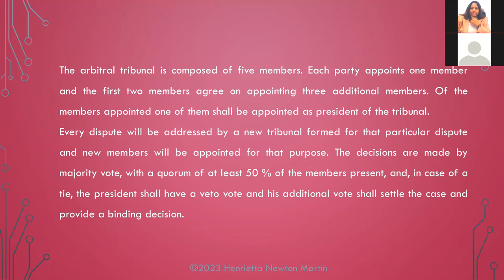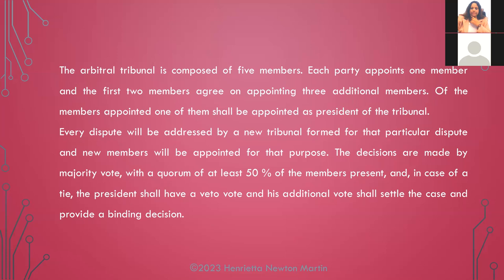So obviously, each state party is entitled to appoint one member each. That means there are different state parties, and different state parties may choose to have their own members. It's not the same members, obviously. When each party appoints, it's obvious that they do not have the same members for all disputes. So each disputing nation has the right to appoint their own members, at least one.